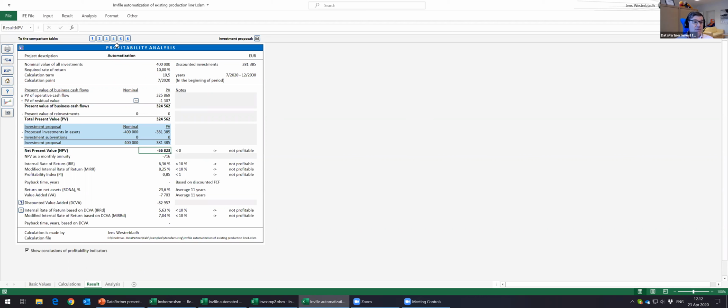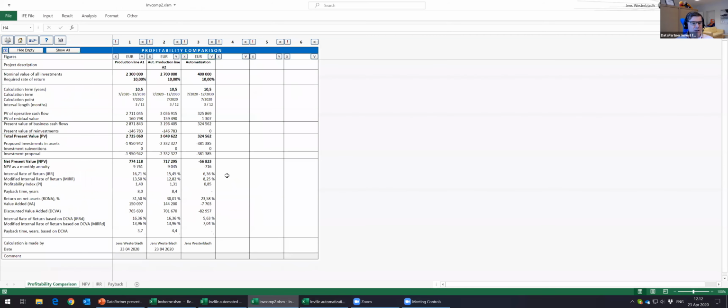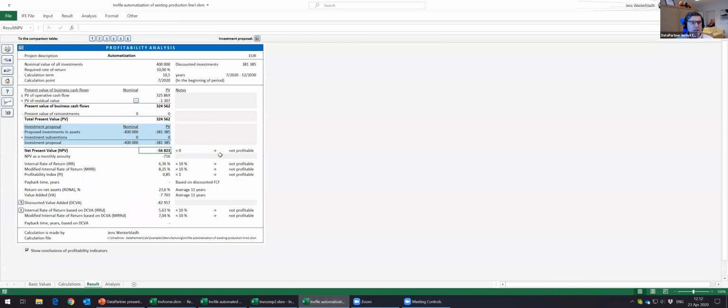And by the way, if I now press this one in column 3, just to show you one thing. This net present value is minus 56,823. It's exactly the difference between these two. The net present value of the production line without automation is 56,000 higher than the net present value of the automated production line. Okay, so this was sort of a parenthesis. I will close this automation case.